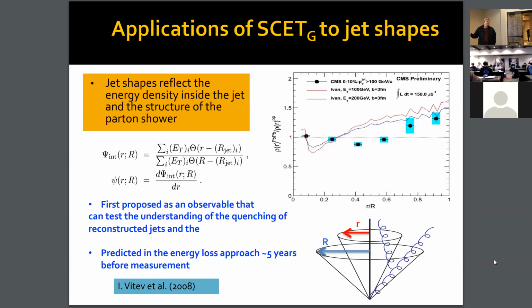But if we take a derivative with respect to r, then we'll get the energy density inside jets. It will be peaked toward the center of the jet, and then it will be falling toward the periphery. So the differential jet shape is a more sensitive observable to the changes in the jet substructure. What is shown here was the first calculation, about 5 years before this data became available, in the energy loss approach. It predicted that at intermediate values of the ratio of the small radius to the large radius, there will be a suppression, and as we go to the periphery, there will be an enhancement.